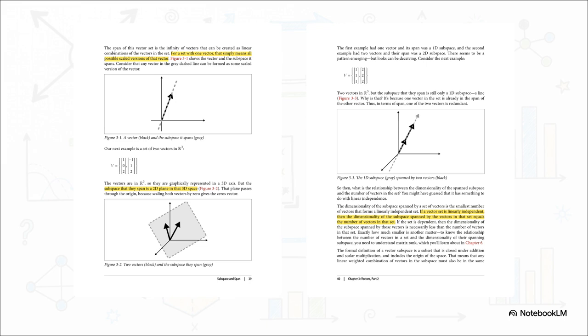If that second vector was redundant, meaning it was linearly dependent, it would just lie totally flat on the exact same line as the first one. Adding a redundant vector doesn't magically give you a 2D plane. It leaves you stuck on a 1D line because it adds absolutely no new space to your universe.